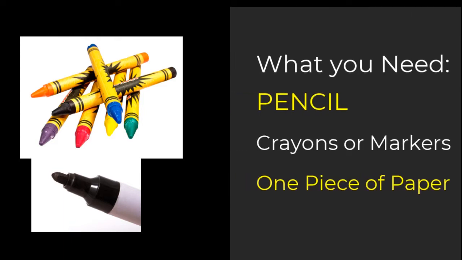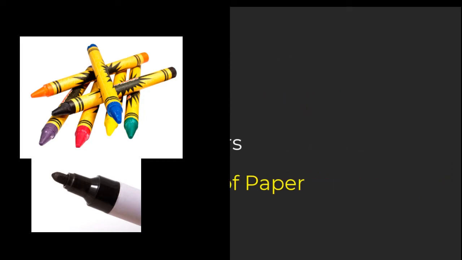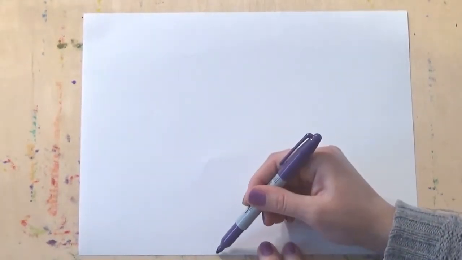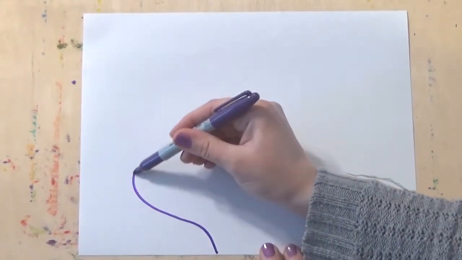You're going to need, I would suggest, a pencil, although I'm going to be using marker. And at the end, you're going to want crayons or markers to be able to color it, because color really brings this project to life today. All right, so here we go. I have my piece of paper and my marker or pencil.